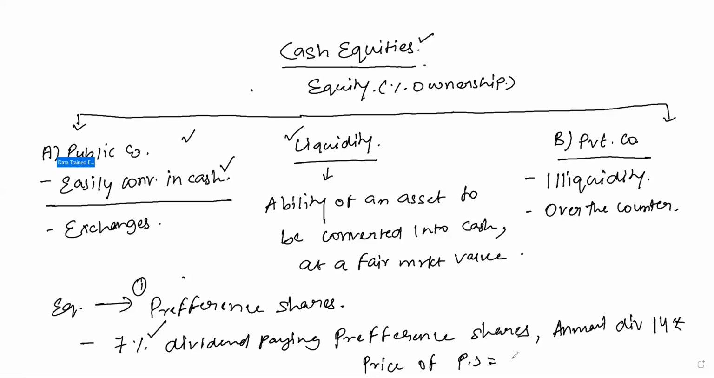So the formula is A by I. Did I cover a similar example in fixed income securities? Perfect. So it's 14 divided by 7%, which gives me 200 rupees.